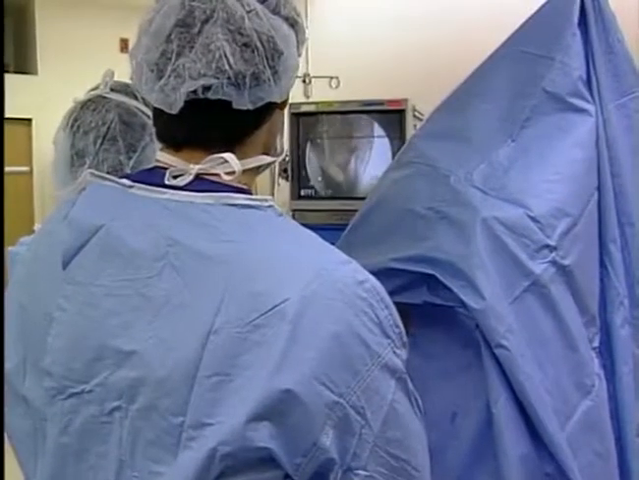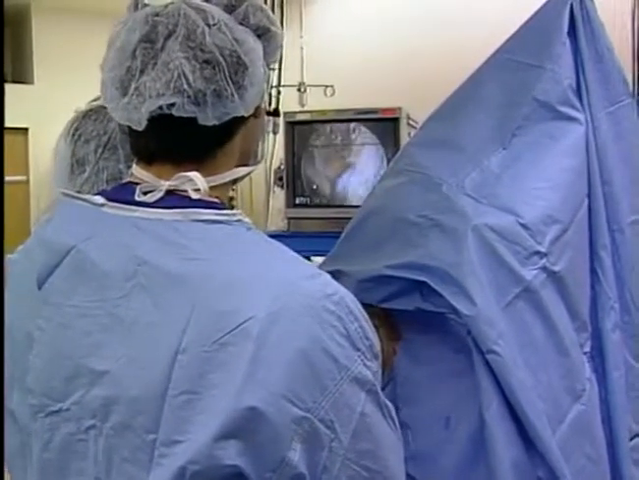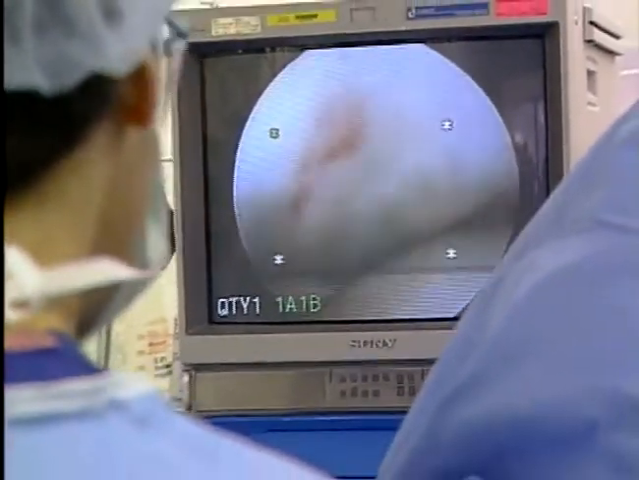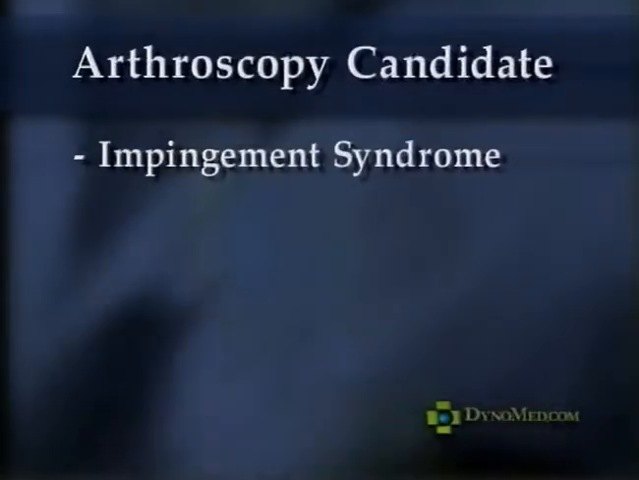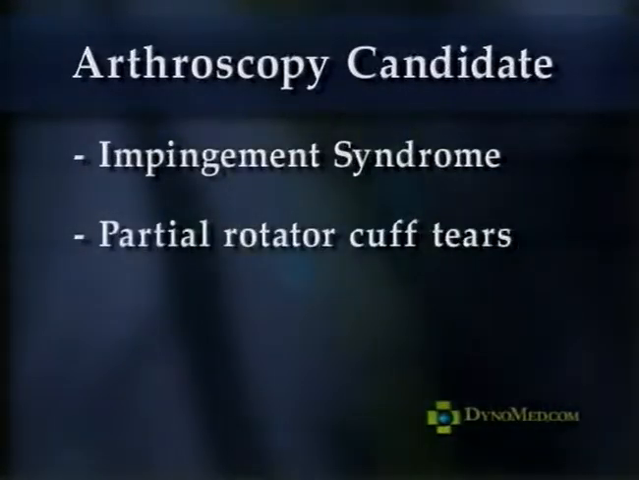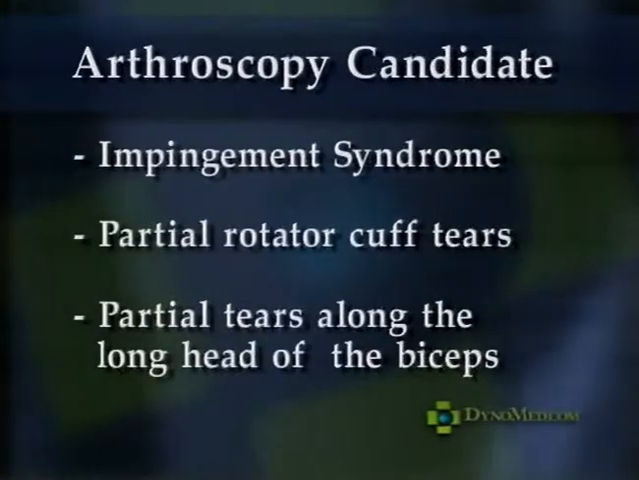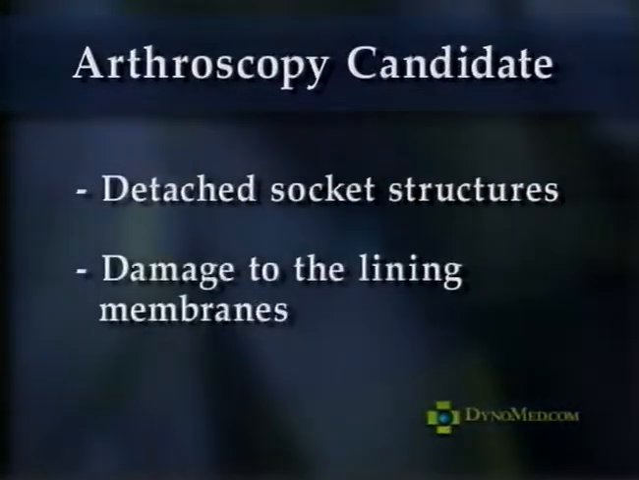Another surgical method called arthroscopy is also used to repair injuries to the shoulder. Arthroscopy involves using a fiber optic endoscope to repair the joint. This procedure can be done on an outpatient basis and is used in cases that are not as severe as complete tendon tears. Candidates for arthroscopy include patients who suffer from impingement syndrome, partial rotator cuff tears, partial tears along the long head of the biceps, detached socket structures, or damage to the lining membranes.